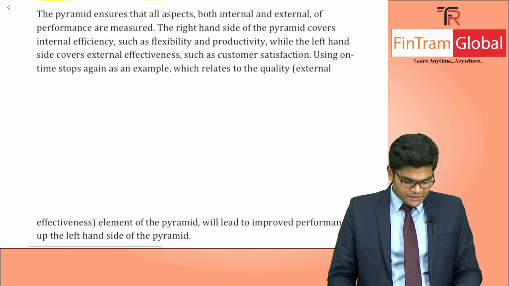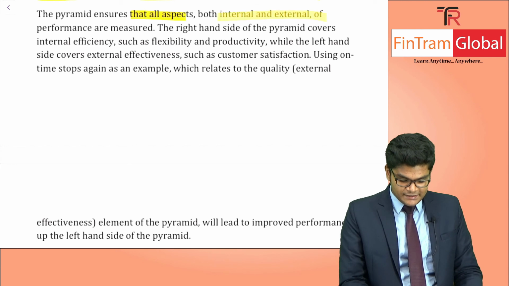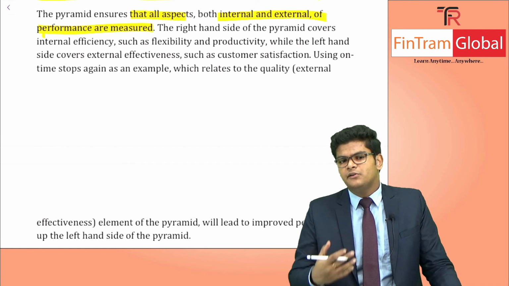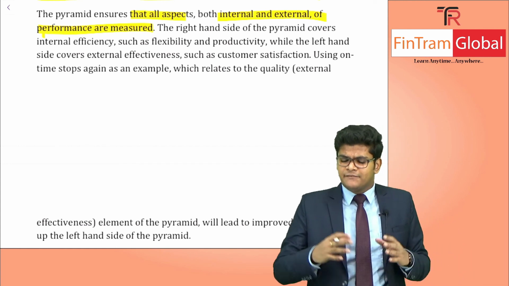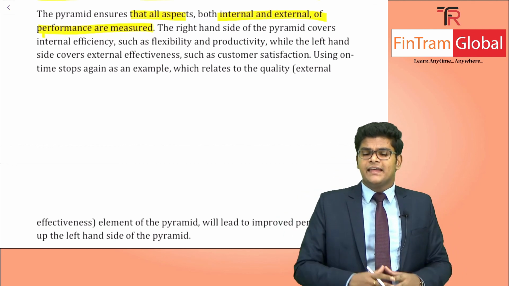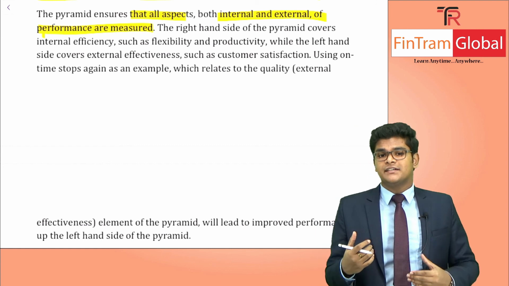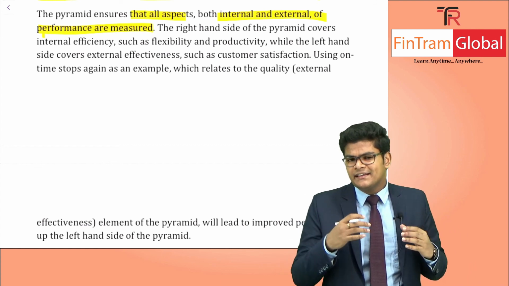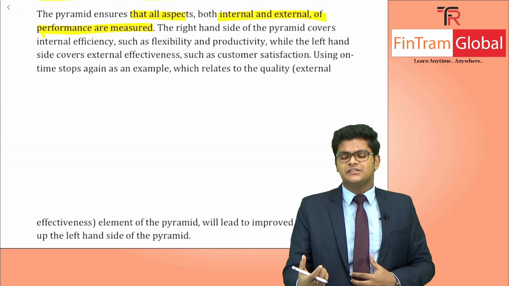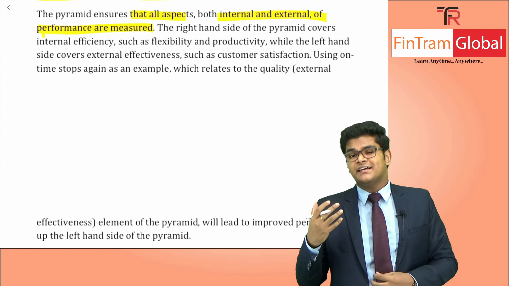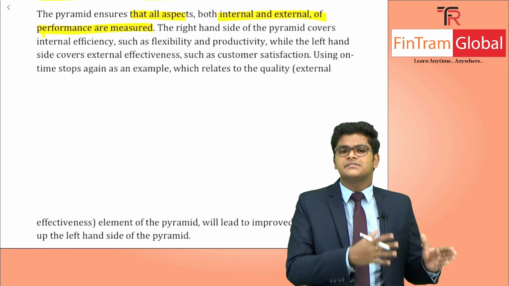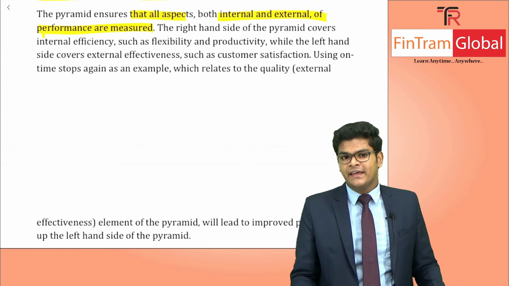And what else? The pyramid ensures that all aspects, both internal and external, of the performance are measured. Okay, so what do you have to know in order to answer this question then? First of all, you have to understand what the performance pyramid is all about. And then you have to take a look at the advantages and disadvantages as well, isn't it? By learning the advantages and disadvantages, you will be able to make points here, because you will be able to demonstrate what the advantages are and how it can contribute to the organization stated in the scenario. Okay, folks, so that's basically how you tackle the APM exam questions.